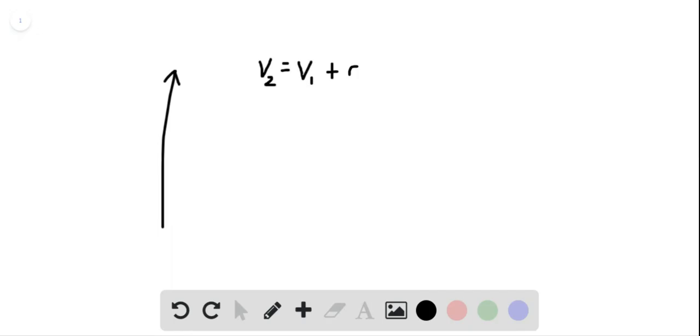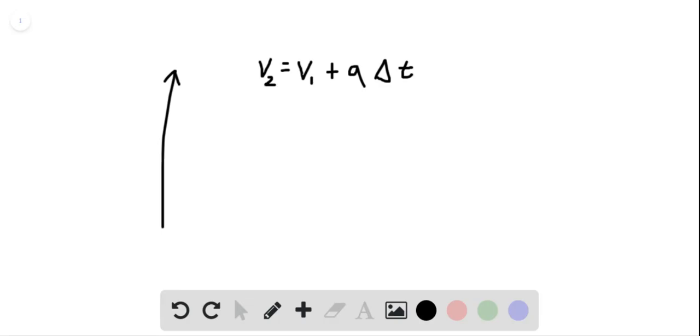plus acceleration times delta t. And this is set up so that we want this second velocity in this form, but we really don't. What we're after right now is delta t. So we're going to switch this up.